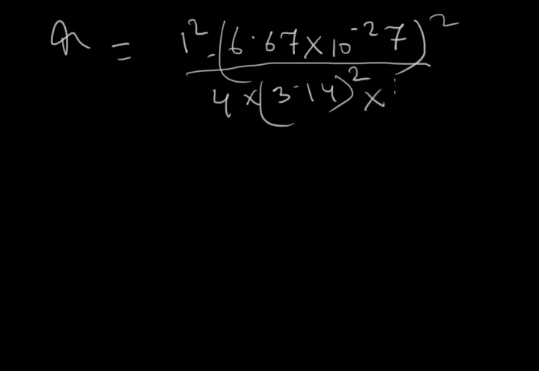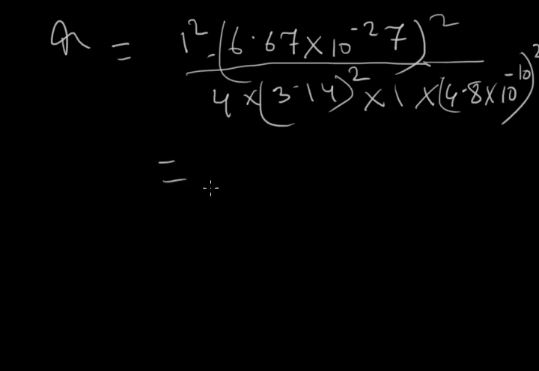For hydrogen, z is 1, and the charge of the electron is 4.8 into 10 to the power minus 10. Calculating this value, we can determine the radius of the first electronic orbit of the hydrogen atom. It can be represented by R1.